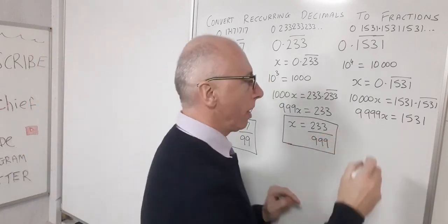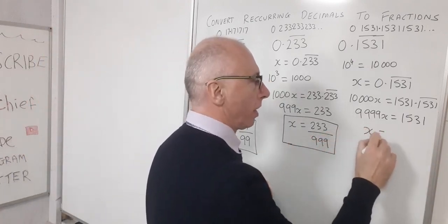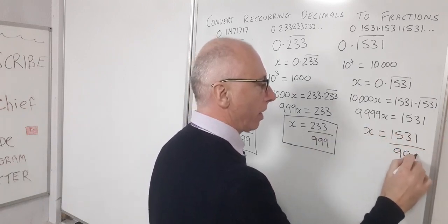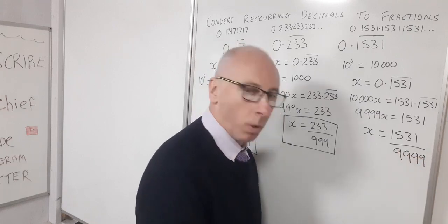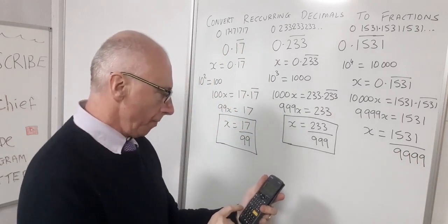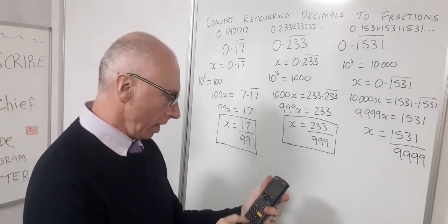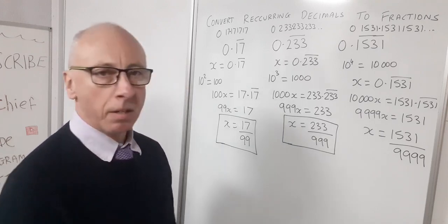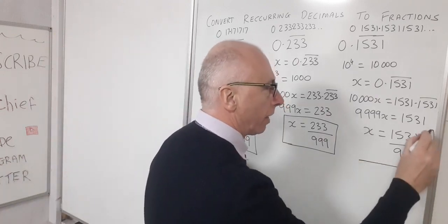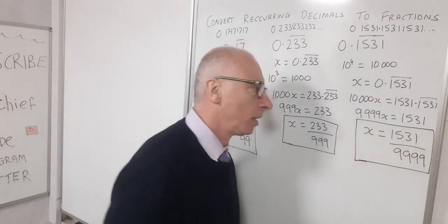And now just solve for x. Divide both sides by 9,999. So x equals 1531 divided by 9999. And will that simplify? Let's just get our calculator out. 1531 divided by 9999. And that's in its simplest form. So I'm going to declare that as my answer.